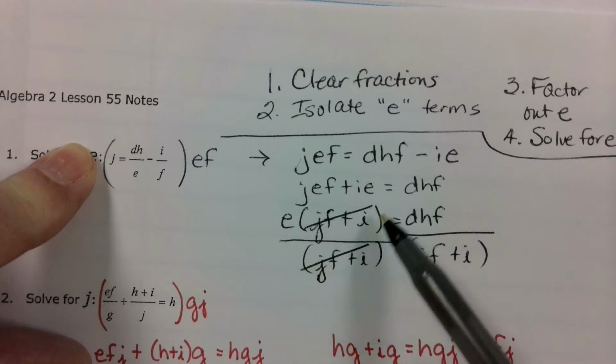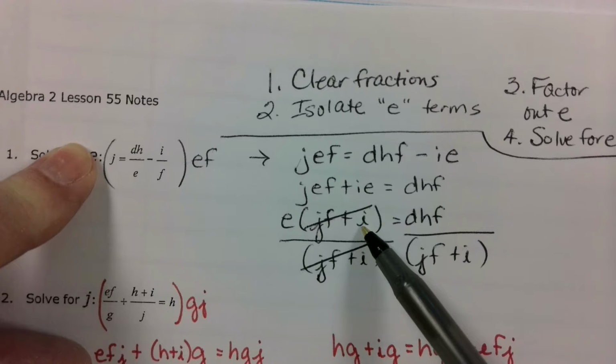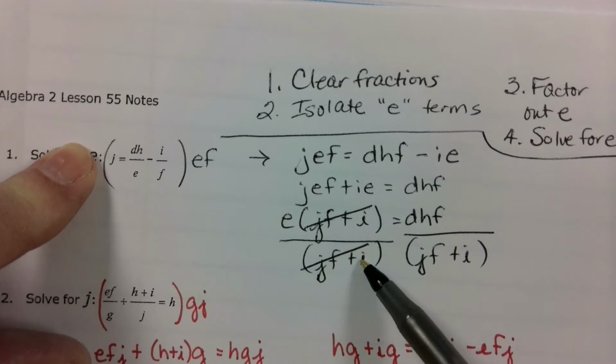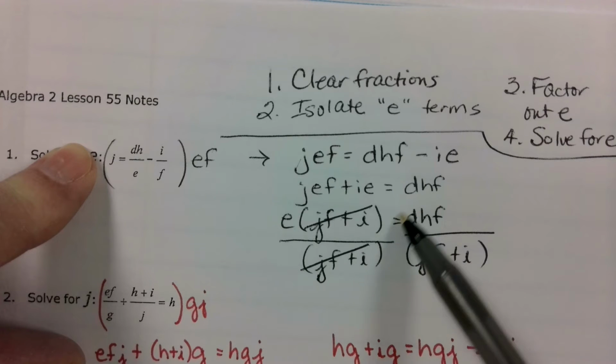You're left in parentheses with JF plus I, and it's still equal to this. And then you just divide by what's in parentheses. So you get E is equal to this right here.